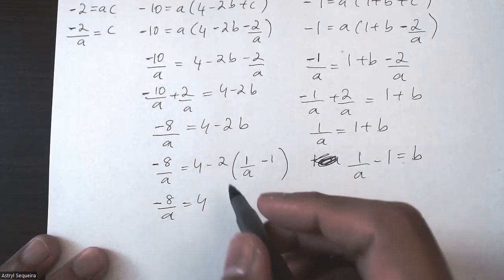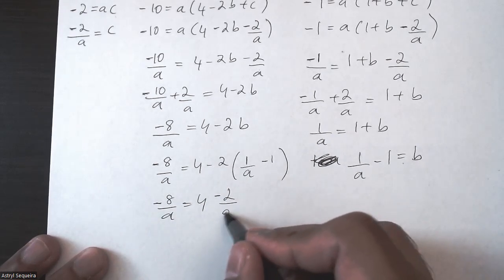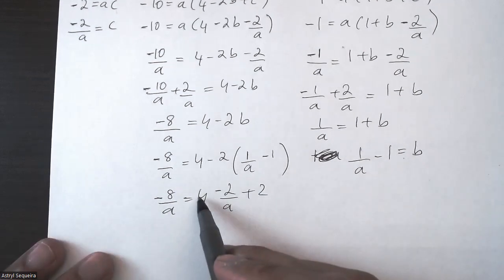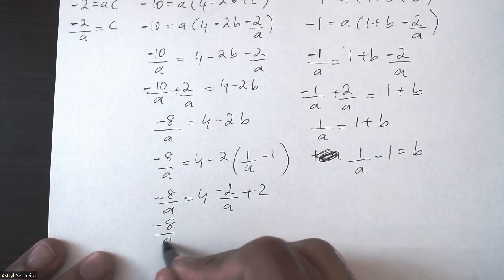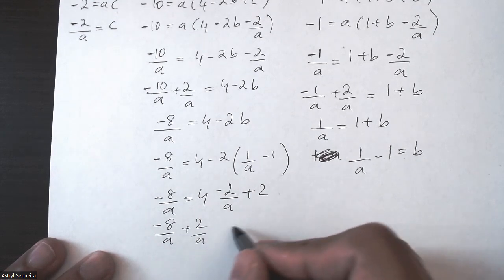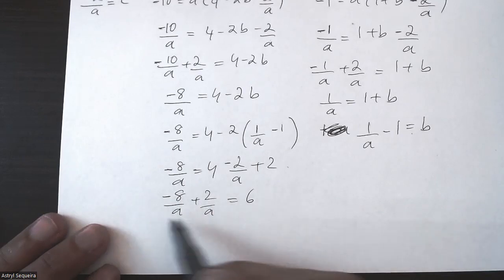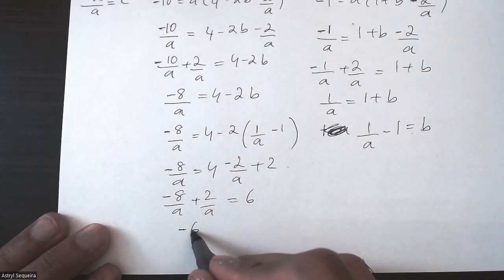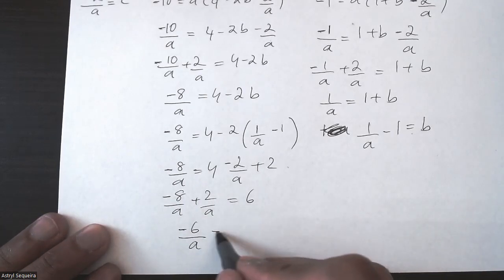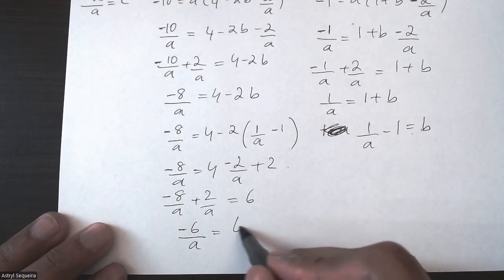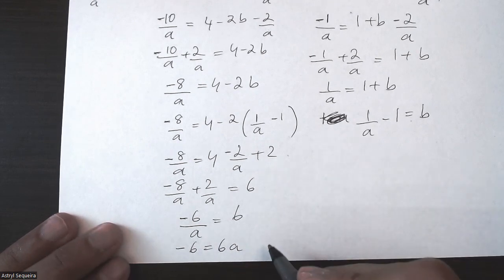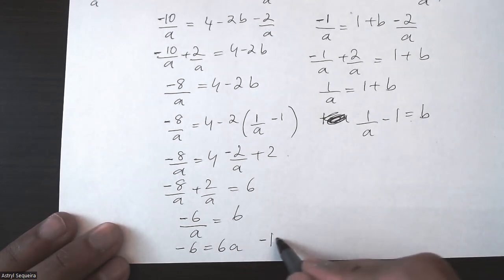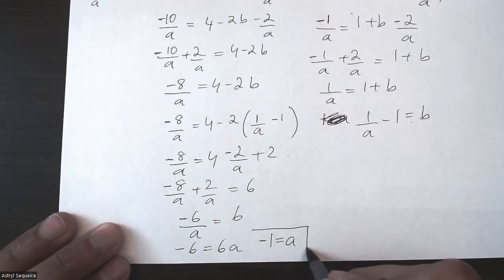I'll start by multiplying the -2 into the bracket. Combine these two like terms, and I'll also move this to the other side. These have a common denominator. Now multiply a on the other side, and then divide both sides by 6. So I'll get -1 equals a.